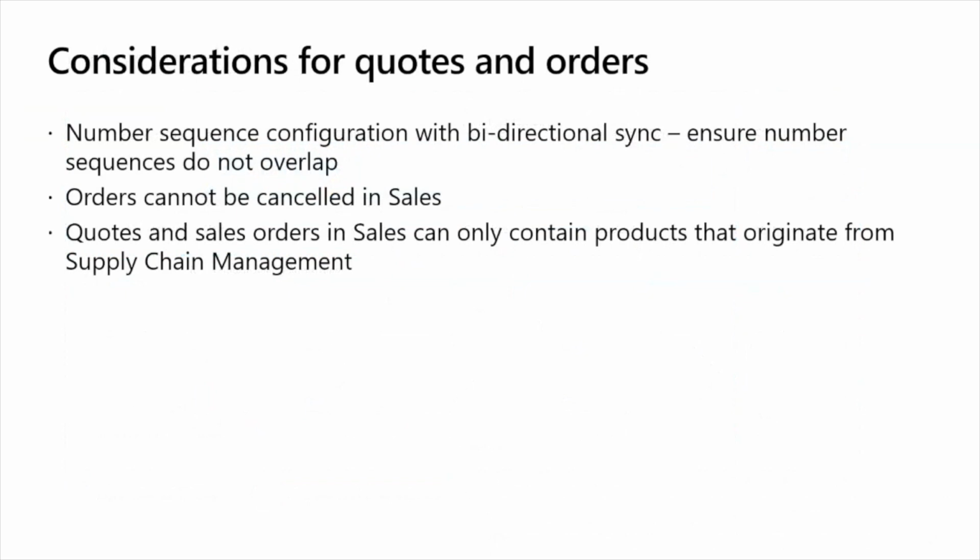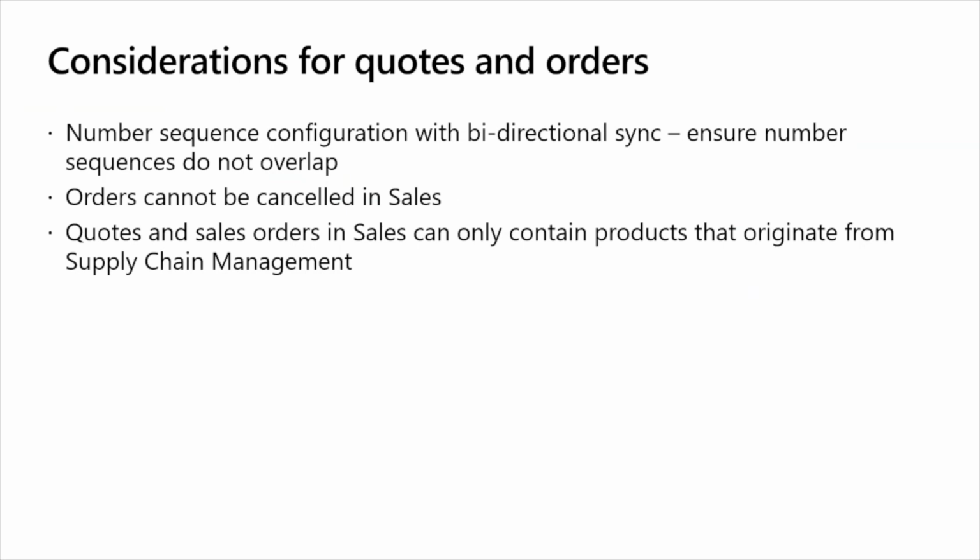So, some considerations for quotes and orders. Now, these are not exhaustive, but a couple of key ones here. The number sequence configuration: because these are bi-directional sync, there is no global number sequencing system. Each application has its own number sequencing, so you need to ensure that these number sequences are not going to clash or overlap.